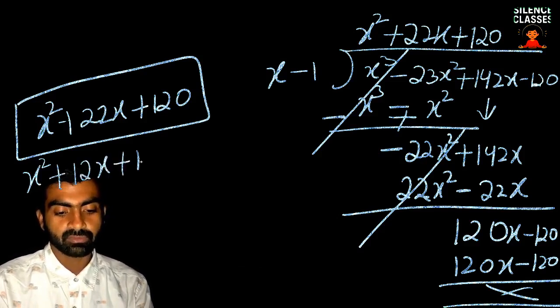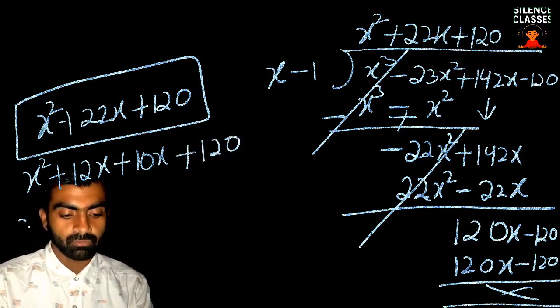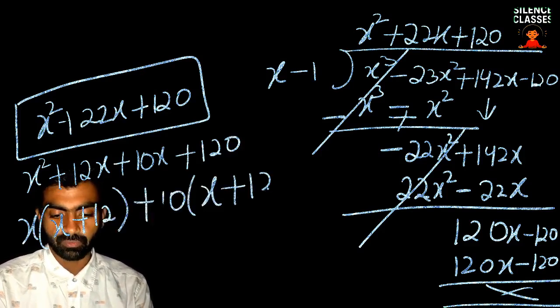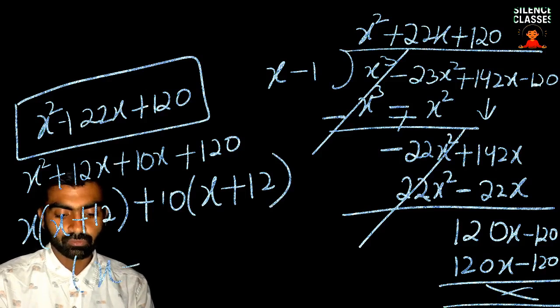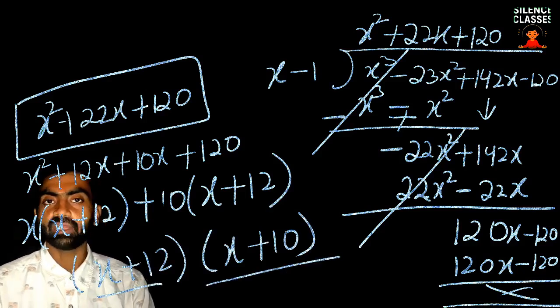plus 12x plus 10x plus 120. We will take x as common, so x plus 12, we can take plus 10, so we will get x plus 12. So x plus 12 we will get, and x plus 10 we will get. So these are the 2 factors of the given equation.